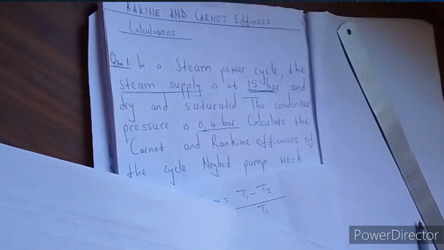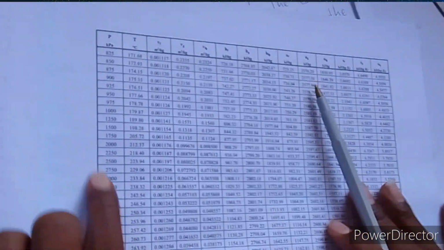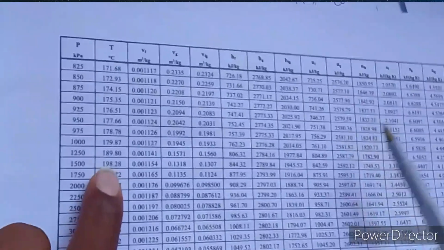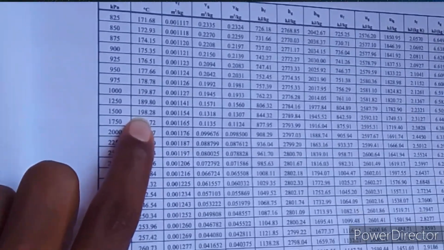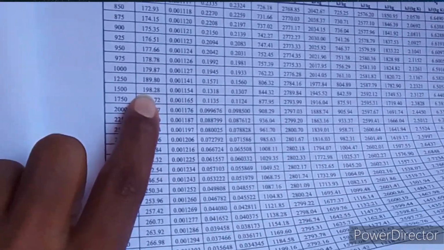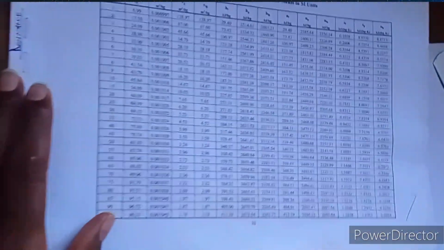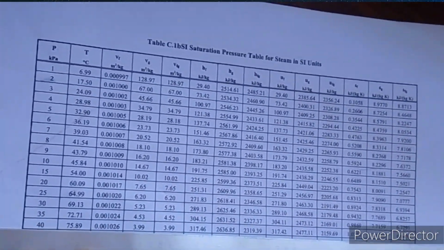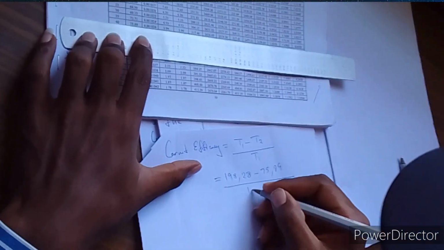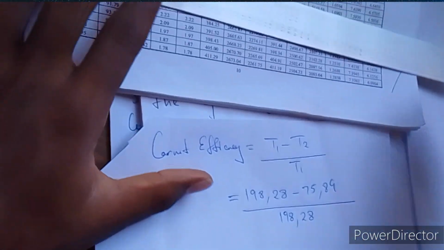So we are going to go to 1500 kilopascals here, and check what temperature we are having here. We are having 198.2 this temperature, then subtract by T2, we are going to come to 40 kilopascals. Then on 40 kilopascals, what temperature are we having? We are having 75.89 over T1, it's 198.28.